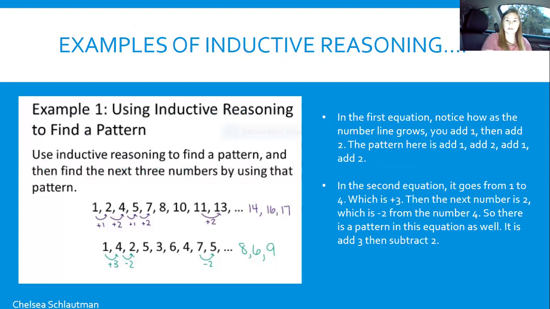And here is just another example of inductive reasoning. If you look here at the first equation, notice how the number line grows. You add 1, then you add 2. The pattern here is add 1, add 2, add 1, add 2. And if you look at the second equation, it goes from 1 to 4, which is adding 3. Then the next number will be 2, which is subtracting 2 from your previous number 4. So there is a pattern in this equation as well. You're going to be adding 3 and then subtracting 2.